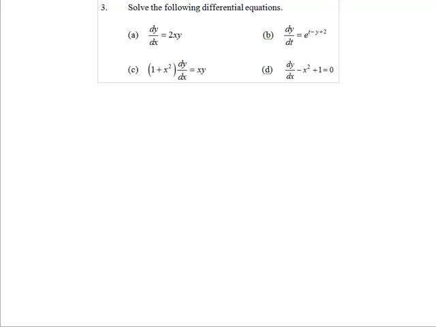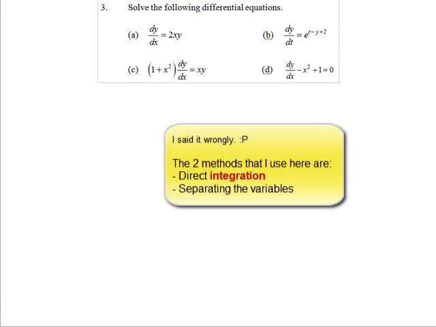In this series of examples, I'm going to show you how to solve differential equations. Here there are two methods that are relevant. One is by direct substitution and one is by separating the variables.